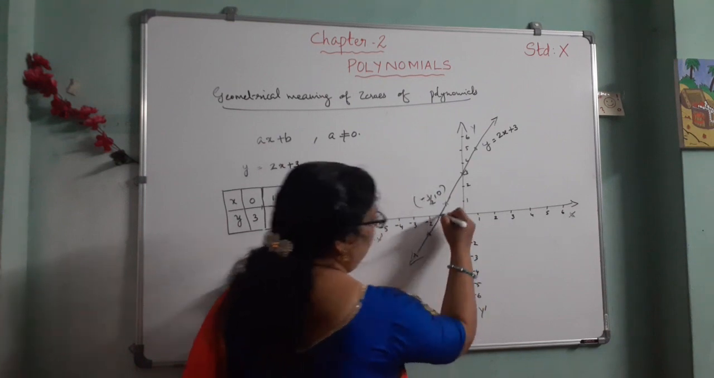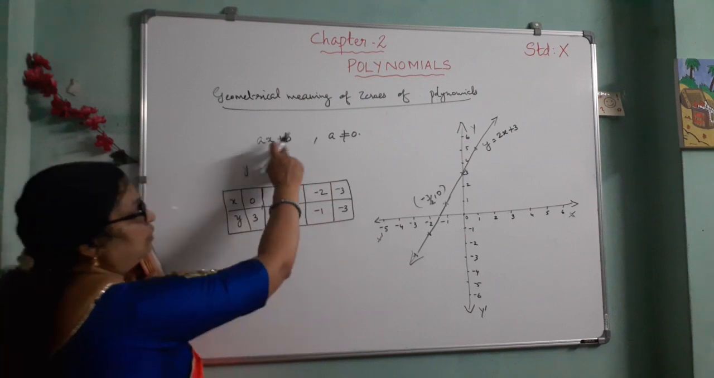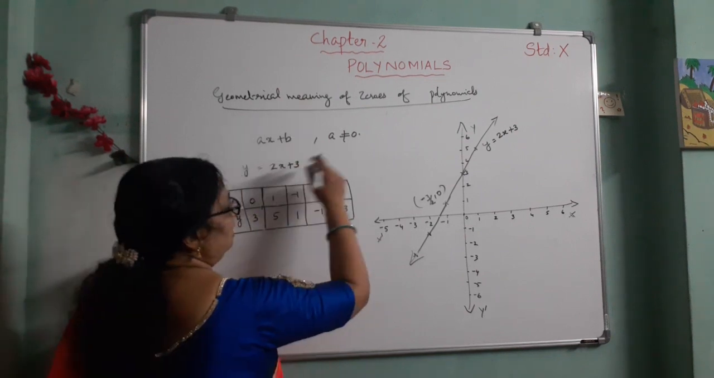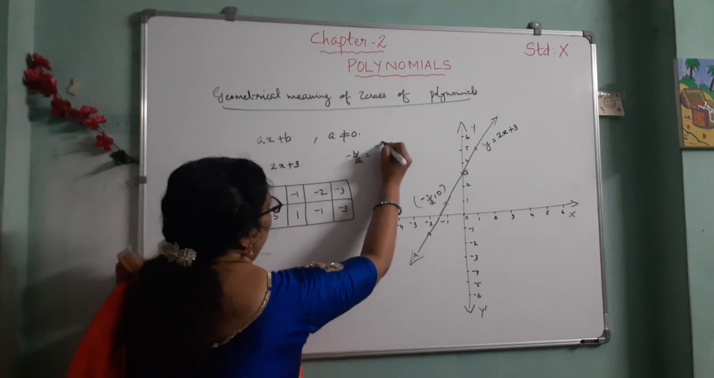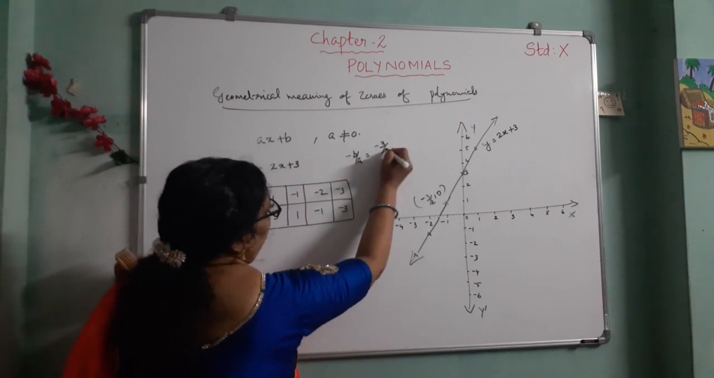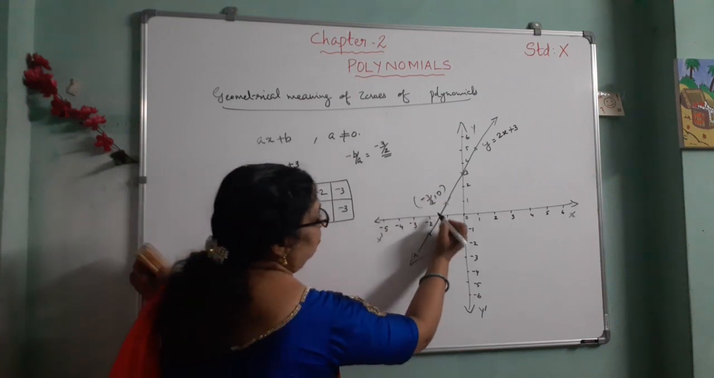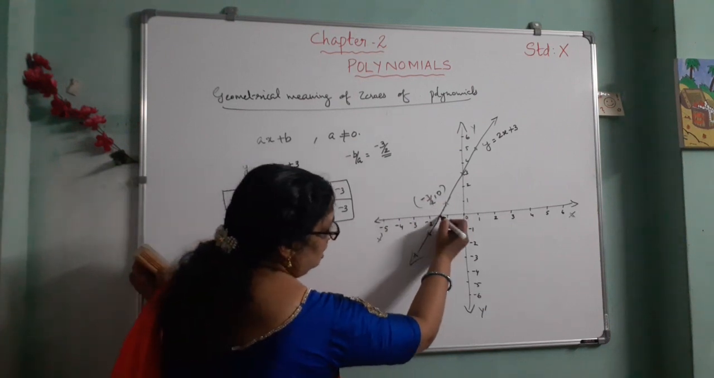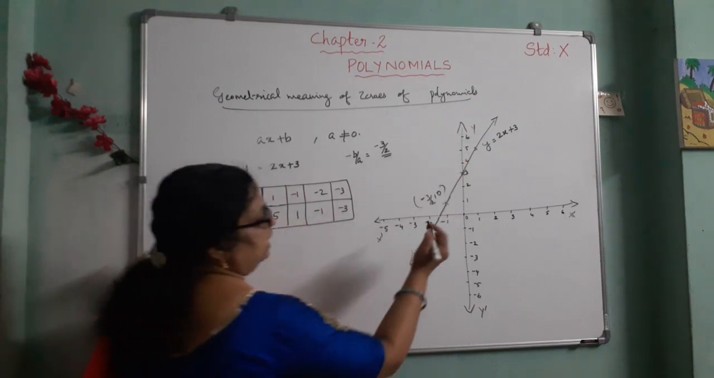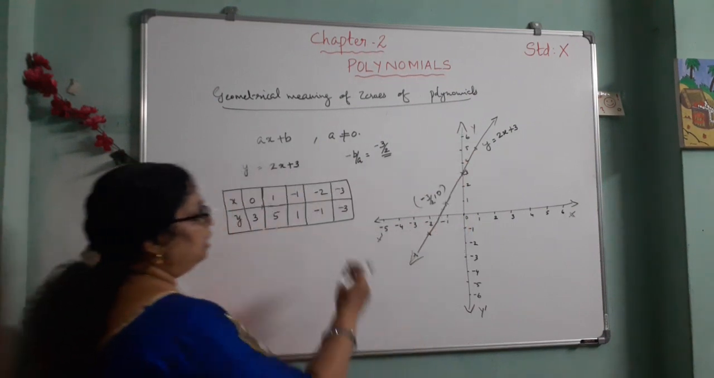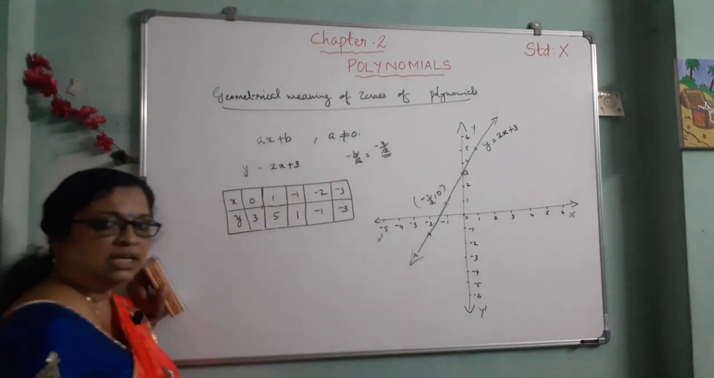This point is minus 3 by 2, 0, and y = 2x + 3 is of the form ax + b. We know that the zero of the polynomial is minus b by a, that is minus 3 divided by 2, so minus 3 by 2. So in this graph also we get minus 3 by 2, 0. This straight line intersects the x-axis at minus 3 by 2. Here in the equation we get minus b by a, that is minus 3 by 2.